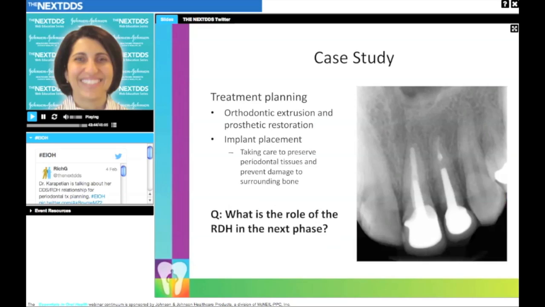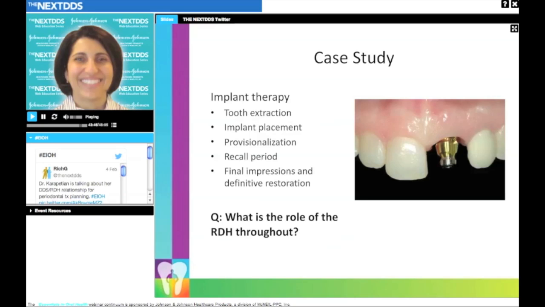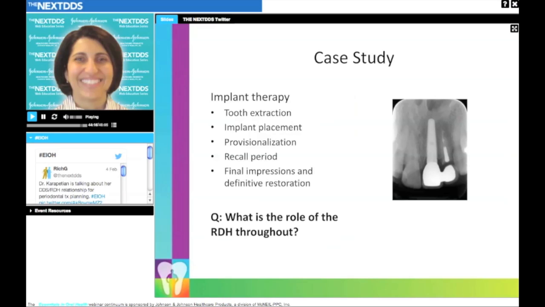And then in this case, the patient decided to go forward with implant therapy. And for me, it's very important for the patient to maintain good home care, whether it's around implants or natural teeth. And this is where the hygienist comes into play with the physical maintenance part of it, and also the home care instruction: what type of brushes, what type of floss, what type of instrumentation they need to use in order to keep the area clean.